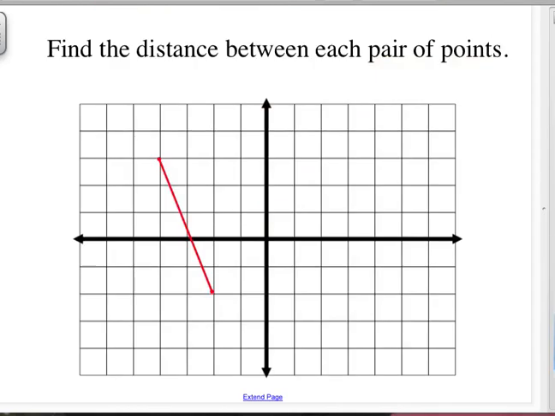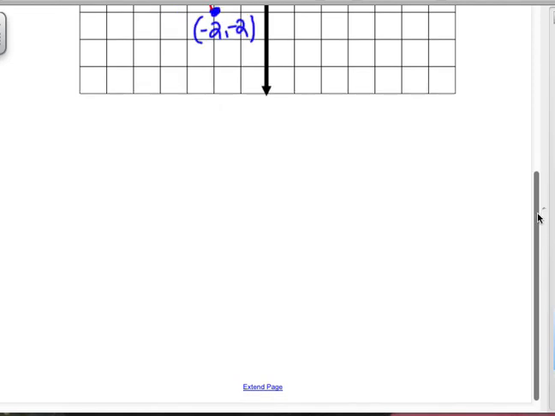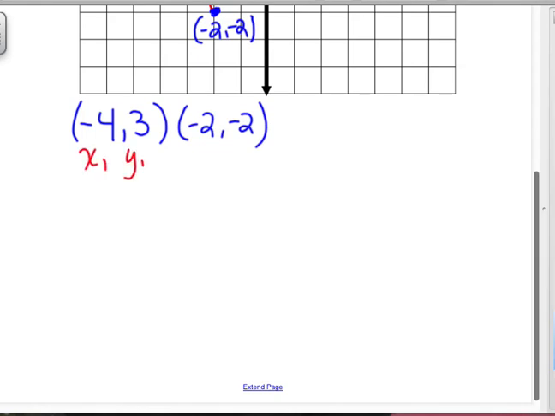Last one. Same thing. How far from this point to this point, and no, you can't use a ruler, and no, you can't count boxes. All right, let's label our ordered pairs. I see left 2, down 2, and I see left 4, up 3. There are my ordered pairs. That's everything I'm going to need. I'm going to write them, and I'm going to label them, and I'm going to write that big long formula.